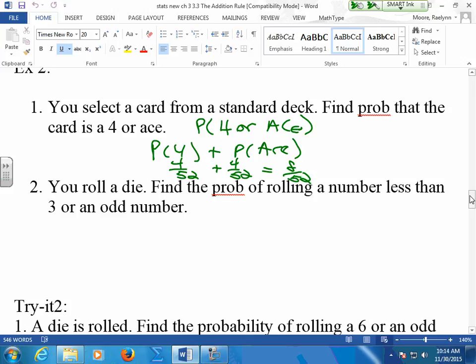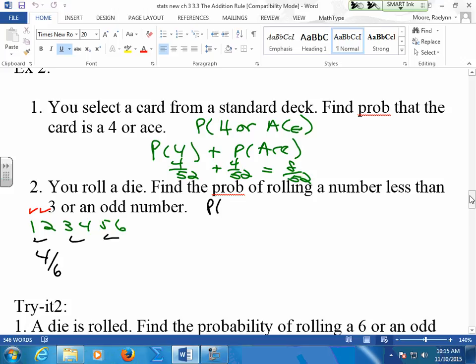You roll a die. Find the probability of rolling a die less than 3 or an odd number. Here's your die. Okay. How many of those numbers are less than 3? 2. How many of those die are odd numbers? So, I have the probability of selecting a 1, a 2, a 3, or a 5, right? So what's that probability? 1, 2, 3, 4. 4 out of 6.